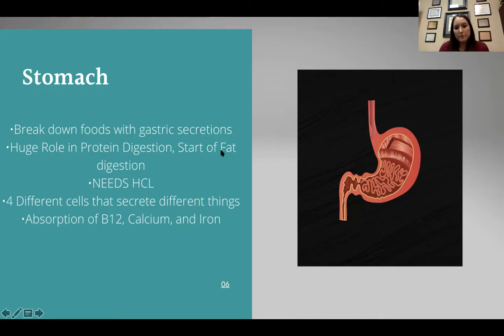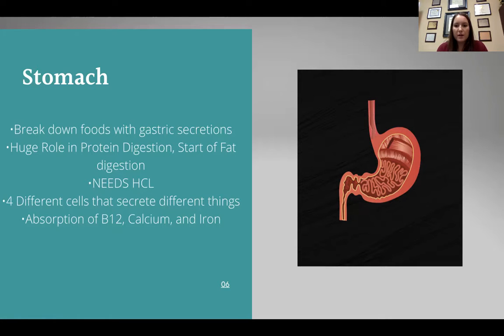So if you're somebody who's feeling like proteins are kind of hard for you to digest and enjoy, it may be an indication that we're having some stomach issues, right? That's not necessarily saying that that is, but it may be, right? So there's something we want to take a look at.